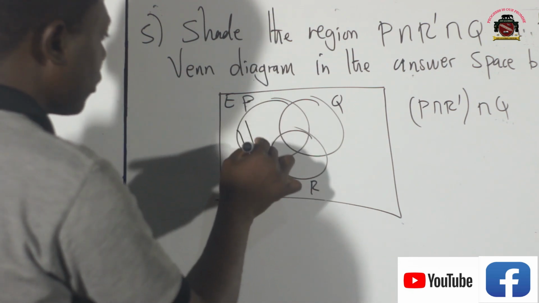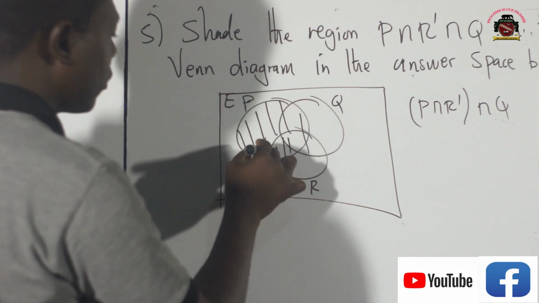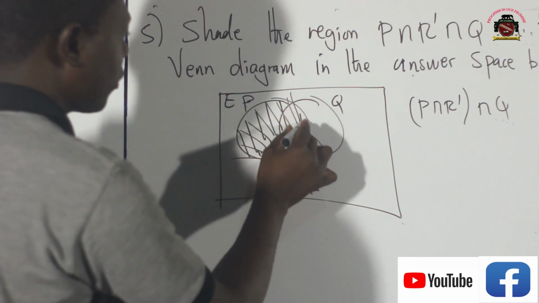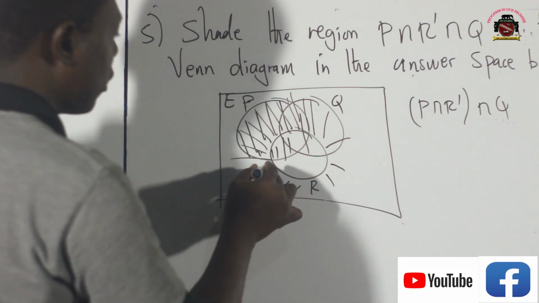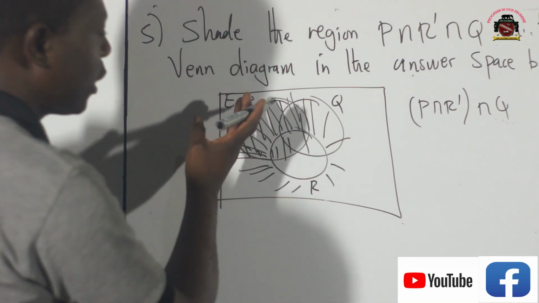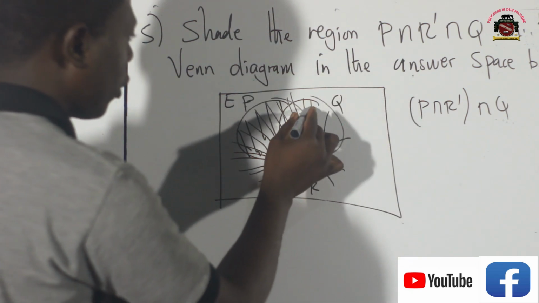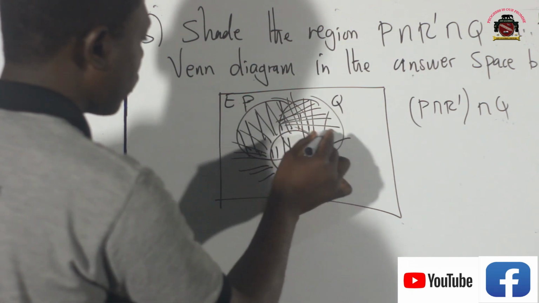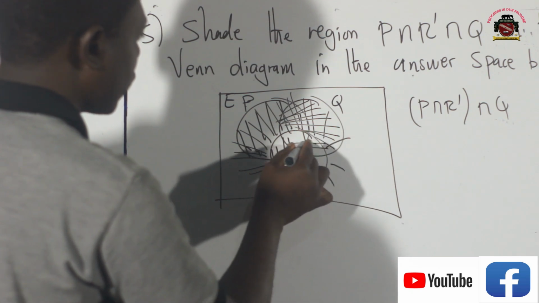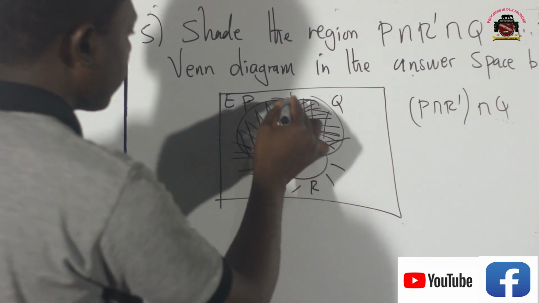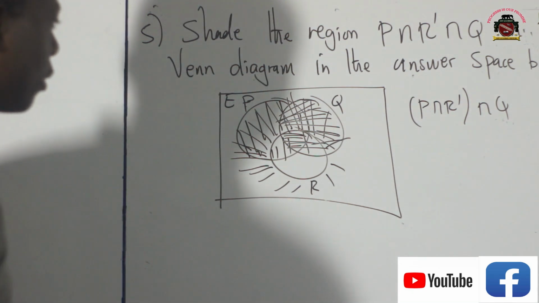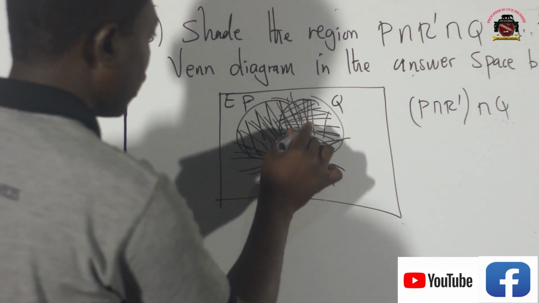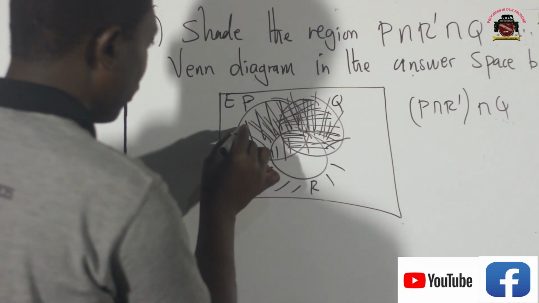So this is P, and then intersect R complement. R is outside this one, where it's intersecting. So you can see it is intersecting now. And then they say Q. So here we have Q. You can see where they are intersecting. Here we have this one, and then here we have this one.